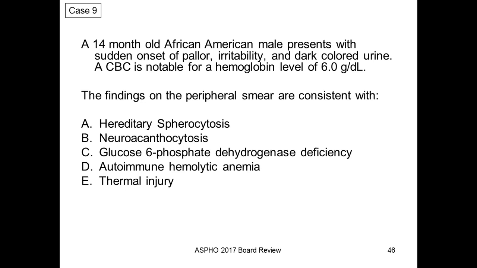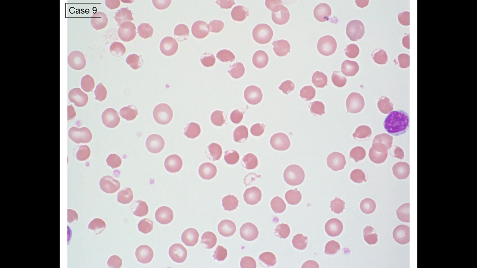Okay, so this patient is a 14-year-old African-American female who presented with sudden onset of pallor, irritability, and dark-colored urine. She had a CBC notable for a very low hemoglobin level. And so the findings on this peripheral smear are consistent with hereditary spherocytosis, neuroacanthocytosis, G6-PDH deficiency, autoimmune hemolytic anemia, or thermal injury. Here's the peripheral smear again.